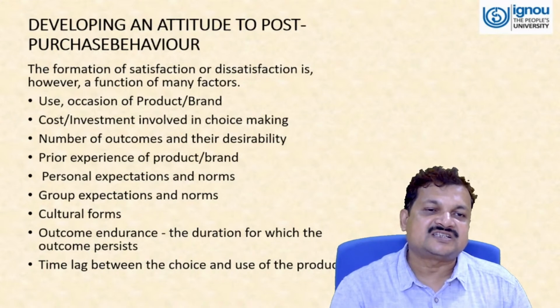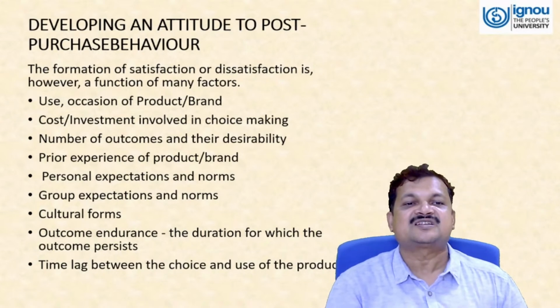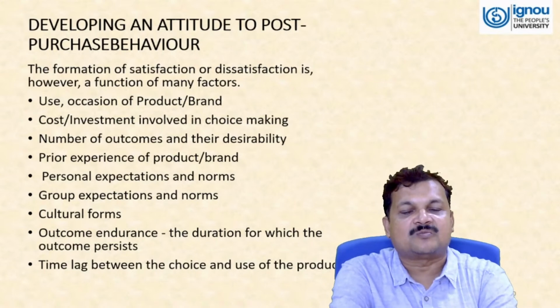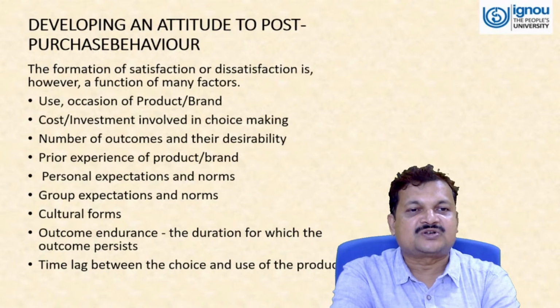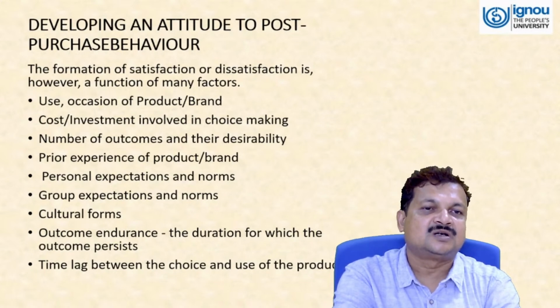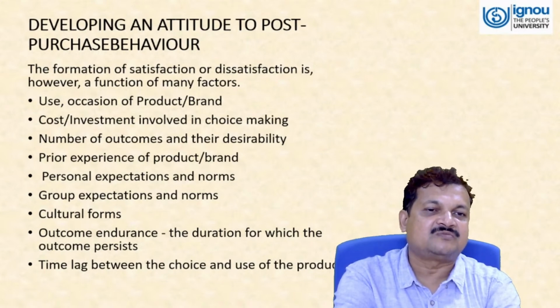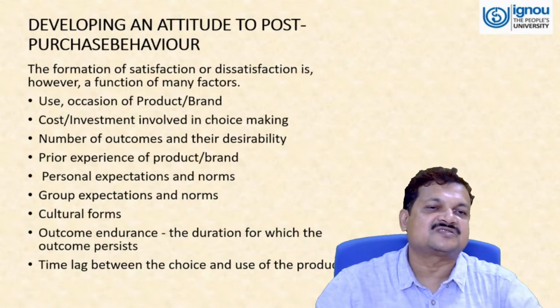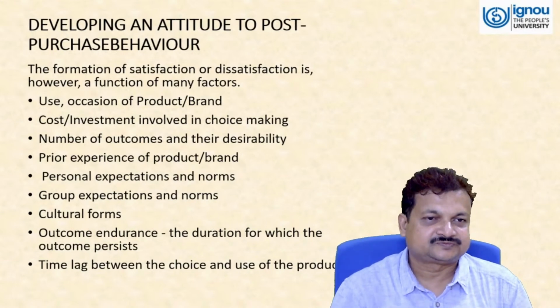Number of outcomes and their desirability. What is the number of outcomes that will come from this particular product, and what is your expected desire? Prior experience of the product and brand. If you have prior experience, then it is more comfortable. If you don't have any prior experience and the product fails, you are completely dissatisfied. Personal expectations and norms. Your expectations about that particular kind of product: the more the expectations, the more they may not be fulfilled and you are dissatisfied; the less the expectation, the more it will be fulfilled and you are mostly satisfied. That means the product can fulfill the minimum level of norms and expectations.